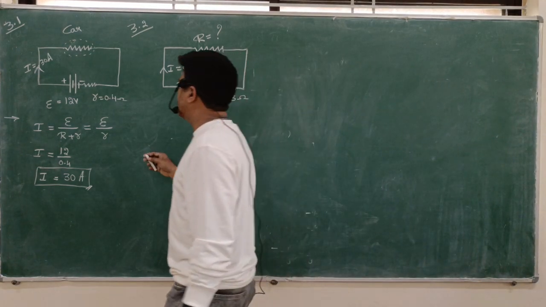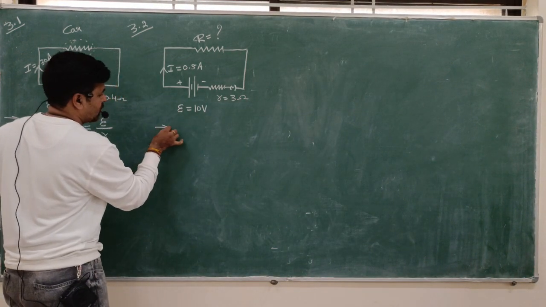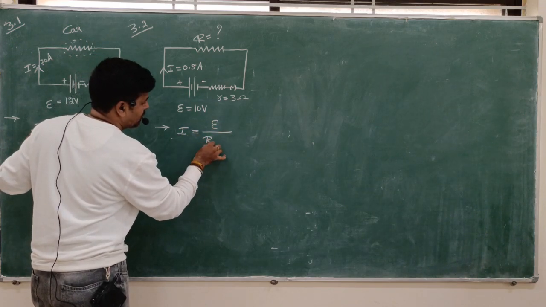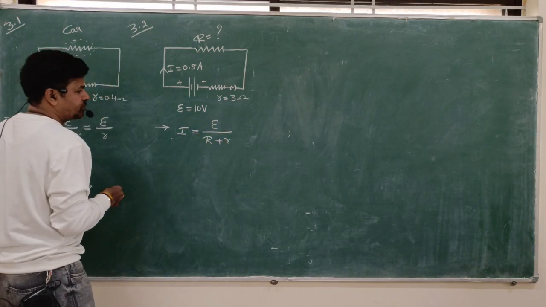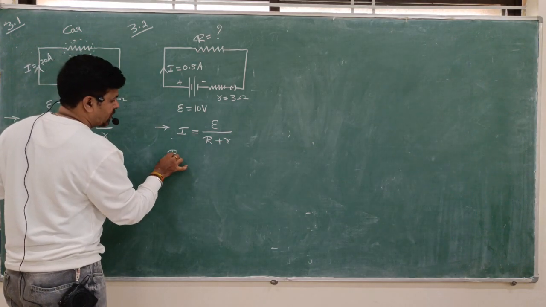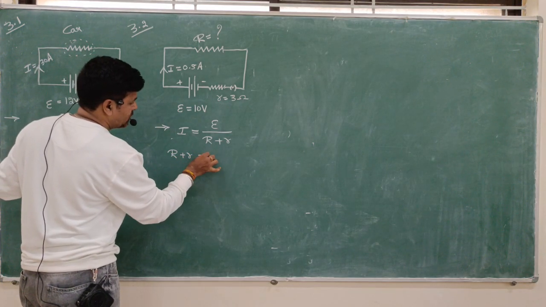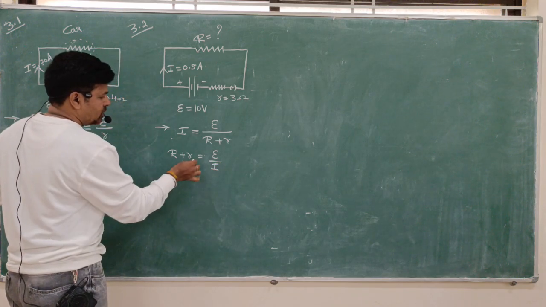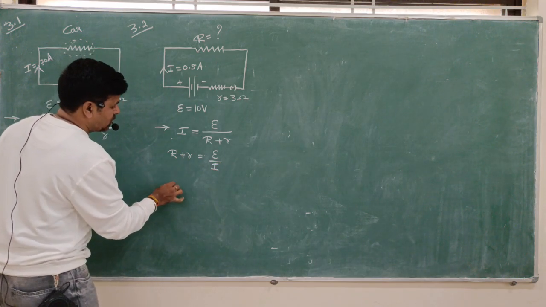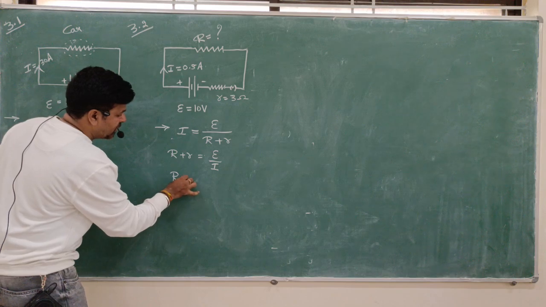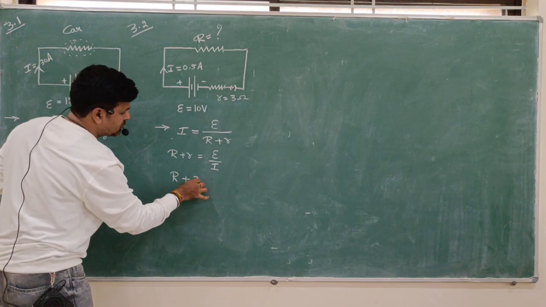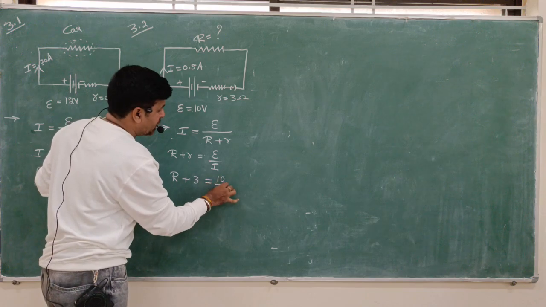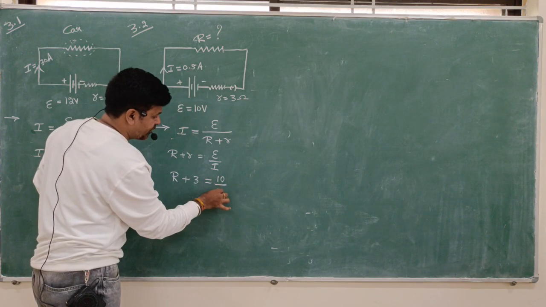The expression I is equal to E divided by capital R plus small r. So capital R plus small r is equal to E divided by I. So they have given the values. Capital R value we don't know, plus internal resistance is 3, that is equal to the EMF of the battery, 10, divided by current, 0.5.